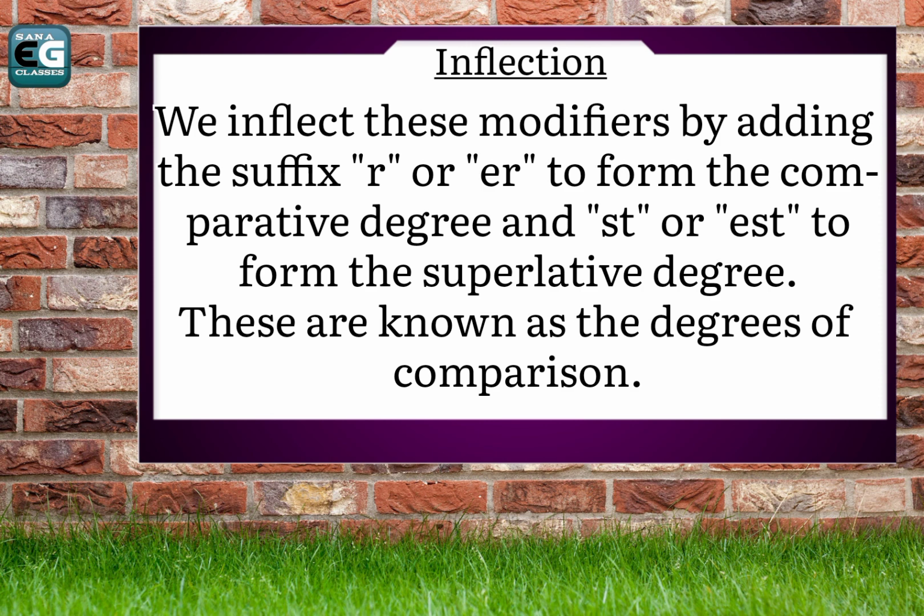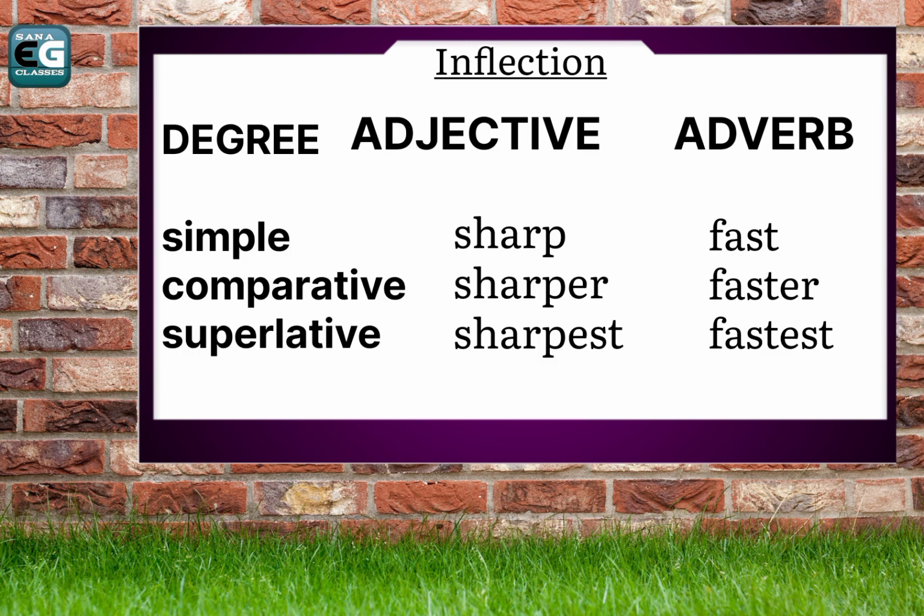And we inflect these modifiers by adding the suffix r or er to form the comparative degree and st or est to form the superlative degree. These are known as the degrees of comparison. And now let's look at some examples. Adjectives: sharp, sharper, and sharpest. Likewise, the adverbs: fast, faster, and fastest.